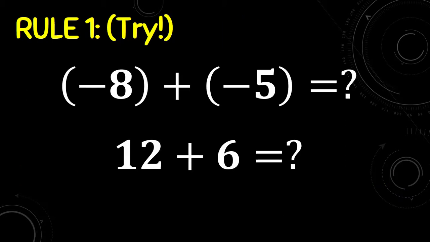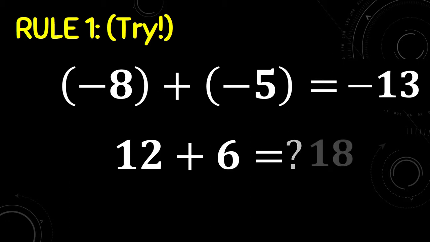I'll give you 5 seconds to try these two examples. Since we add two negative numbers, our result is negative, and that is negative 13. For the second example, we have here positive 12 plus positive 6. The result should also be positive, and that is positive 18.